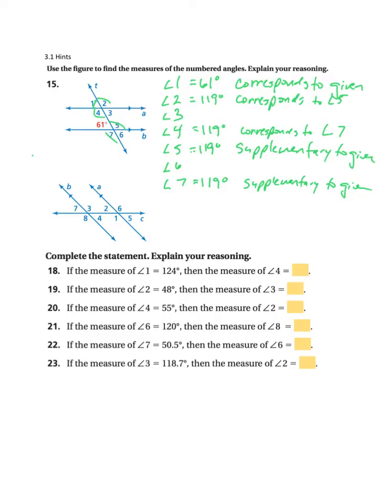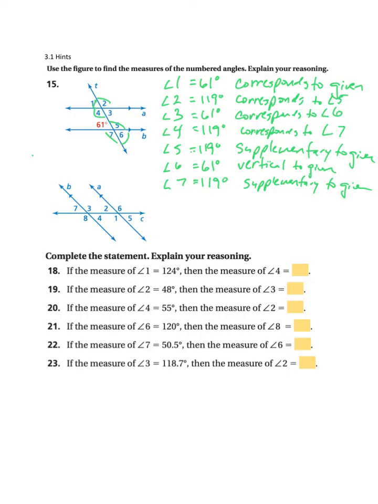All right, next I'm going to go ahead and do angle 6, and I'm going to say that angle 6 is 61 degrees because it's vertical to the given angle. And once I know angle 6, I can say that angle 3 is also 61 degrees because it corresponds to angle 6.